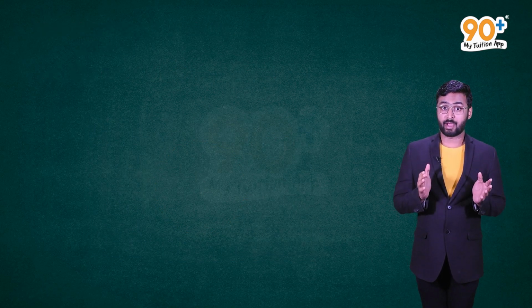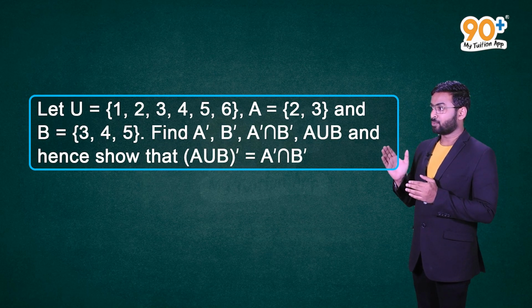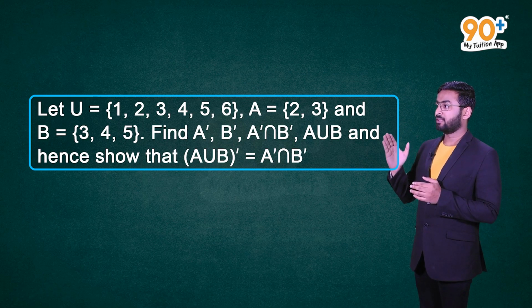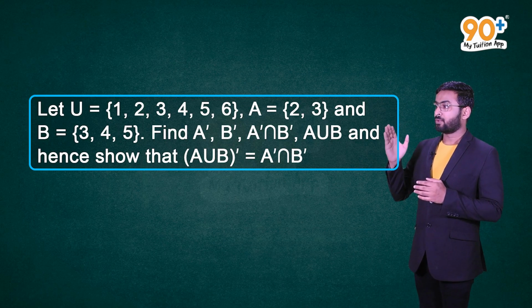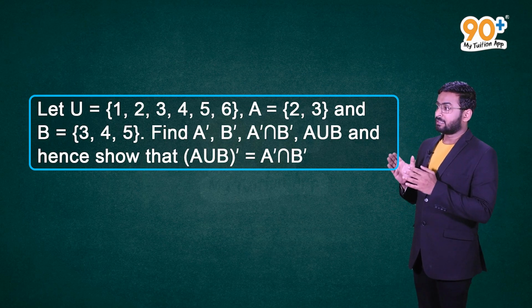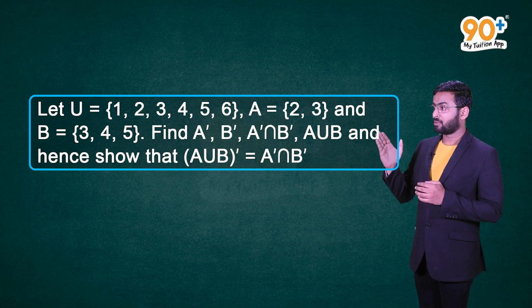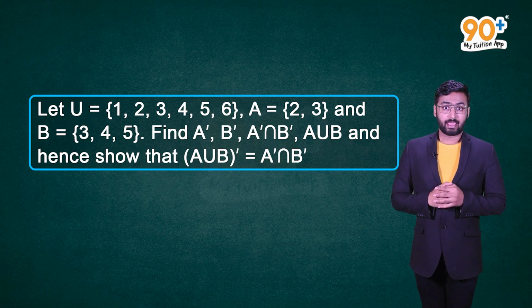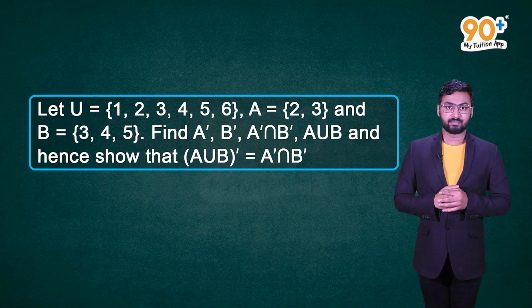Now, let's move on to the next example. Let U is equal to set 1, 2, 3, 4, 5 and 6 and A equal to set 2 and 3 and B is equal to set 3, 4 and 5. Find A complement, B complement, A complement intersection B complement, A union B, and hence show that A union B whole complement is equal to A complement intersection B complement.